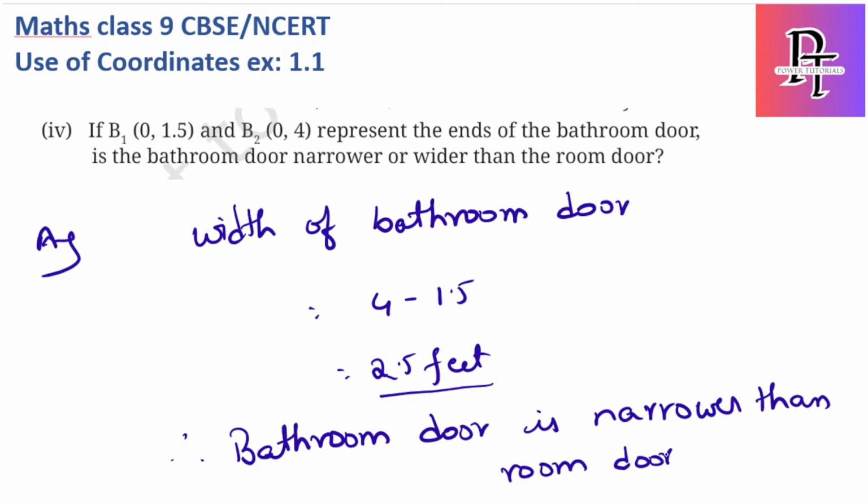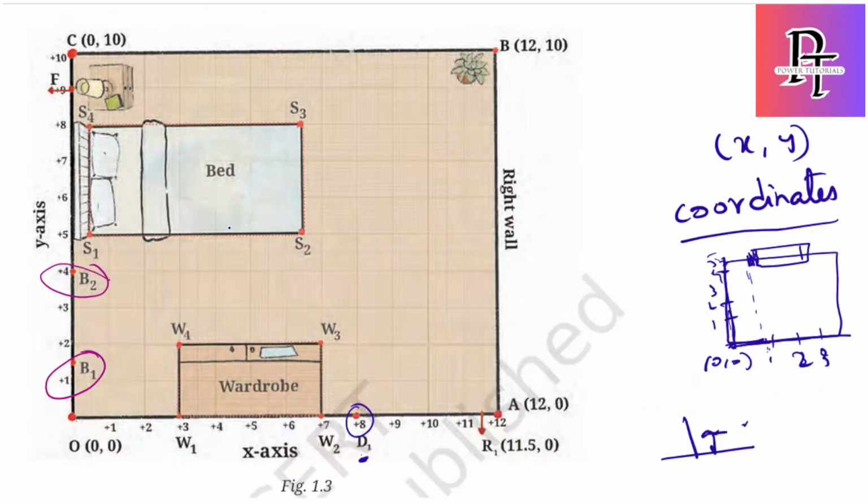See, exercise 1.1 is a very easy question. You just need to understand the positions. If you understand the exact position, you can easily solve this type of question. Okay, so I'll just repeat a small bit of content here.